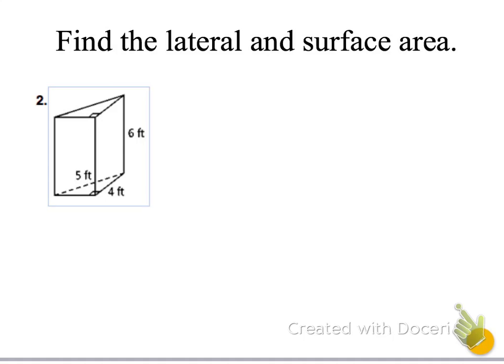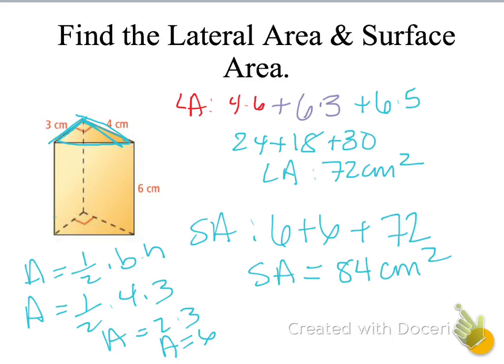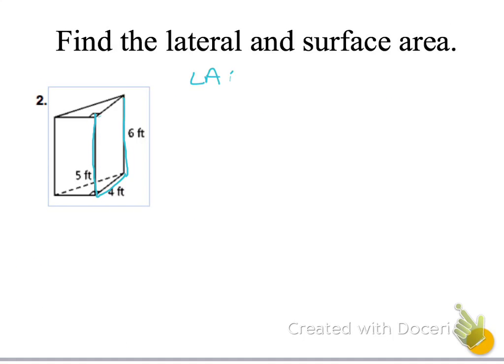Okay, so my next one, we got another triangle here. So let's find the area of, we're doing the lateral area first. So this outside looks like we got a rectangle, so 6 times 4. I was checking to make sure that wasn't the same. So we got 6 times 4. Now it looks like that 5 over here is that base. So we got 5 times 6 for that back side.